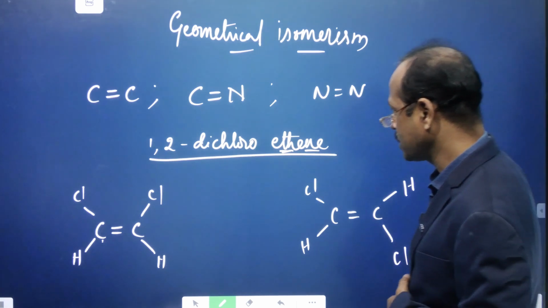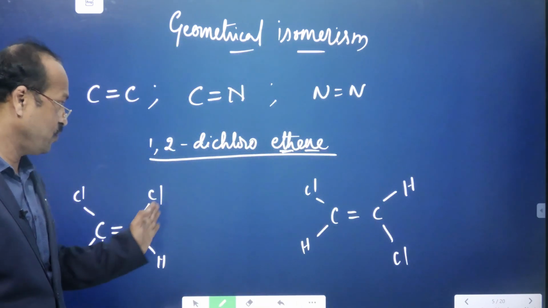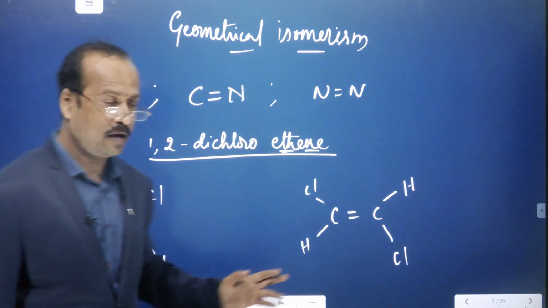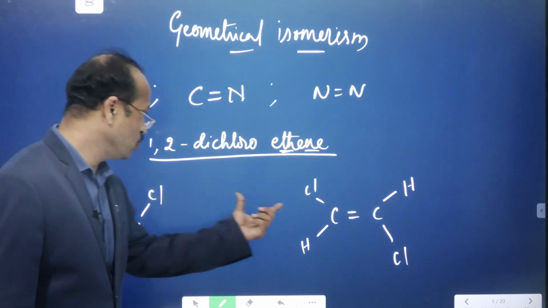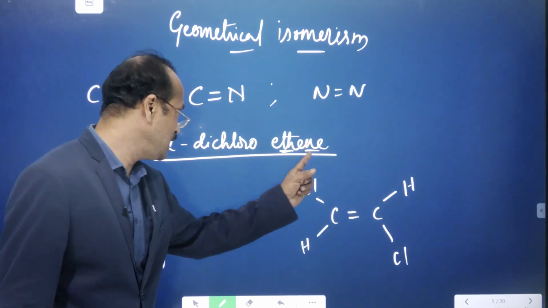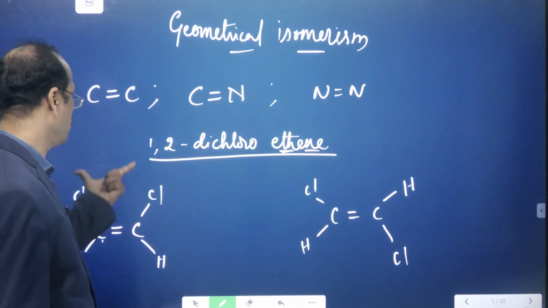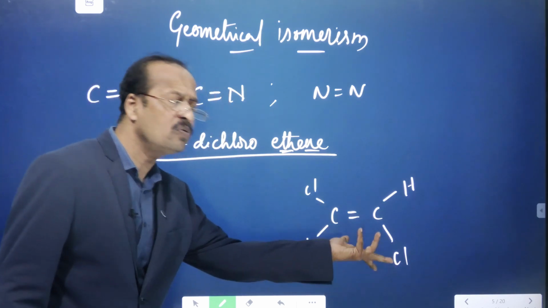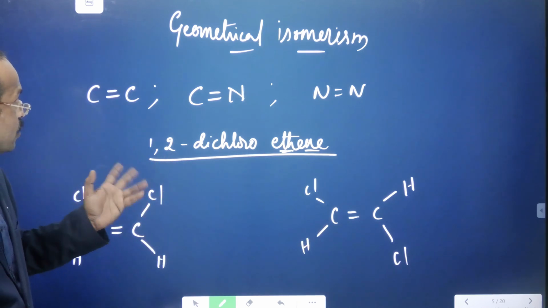If I ask you to write the structure of 1,2 dichloroethane, then you may write this structure, your friend may write this structure. Now which one is correct? Both are correct, because both satisfy this formula. It means 2 carbons, ene means a double bond, 1,2 dichloro, first and second carbon, 2 chlorines are there. So this is 1,2 dichloroethane.